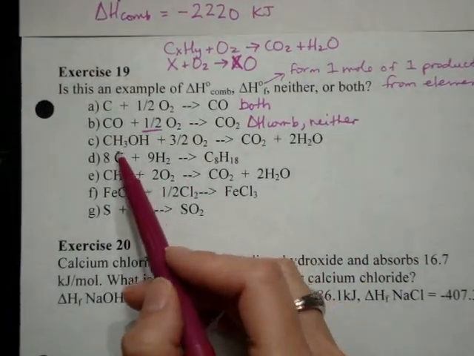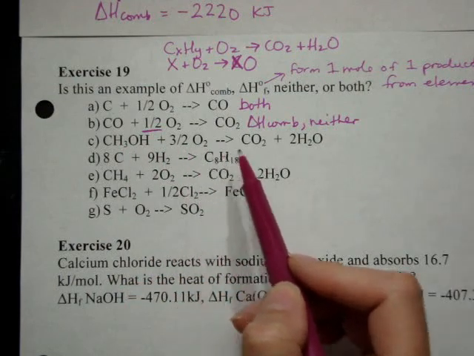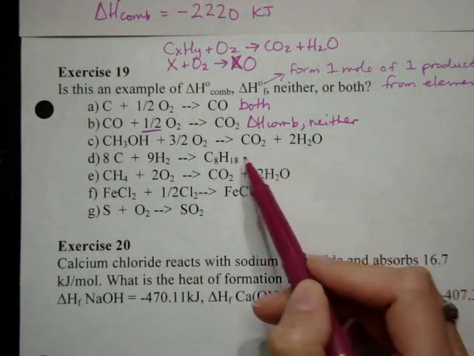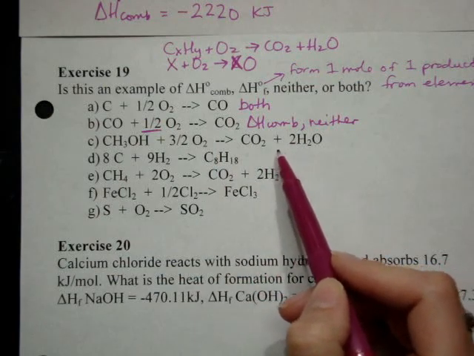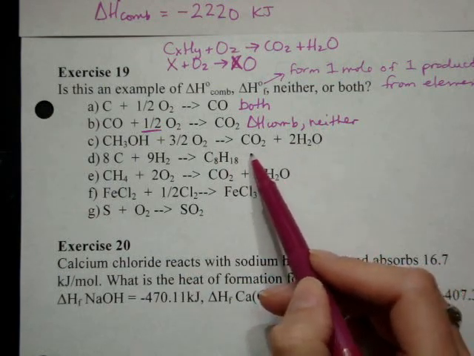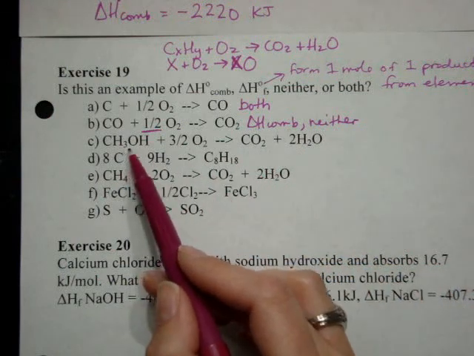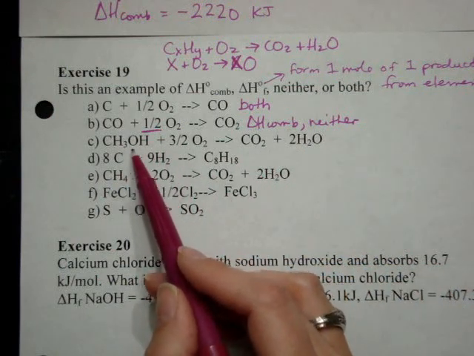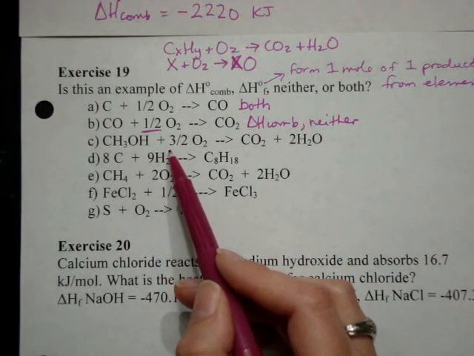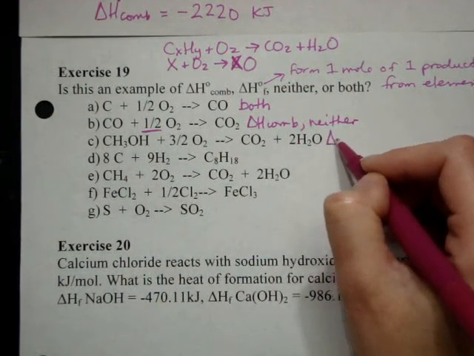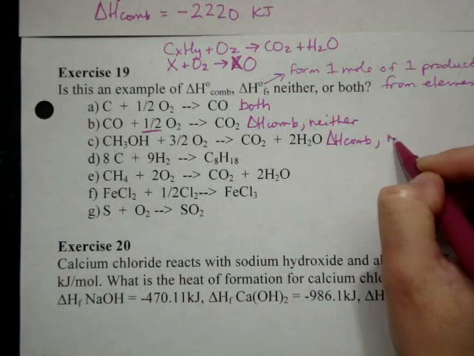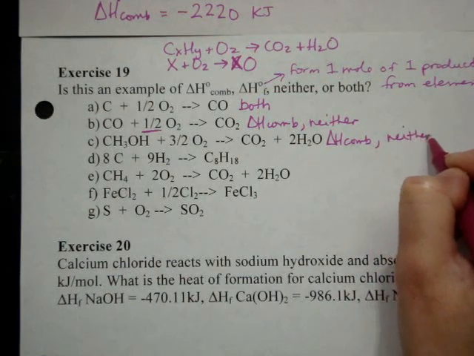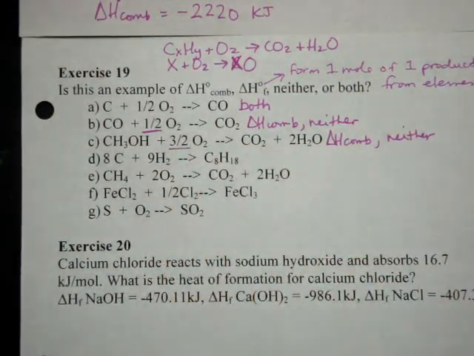For C, we have methanol plus 3/2 oxygen makes CO2 and water. Well, this one, of course, screams combustion to me. It obviously can't be formation because we're making 2 different substances here, and we don't have the elemental forms on the reactant side. So you can, again, either call this one enthalpy of combustion or possibly neither, because we are talking about a fractional coefficient here again.